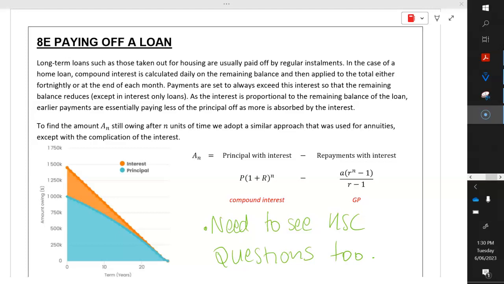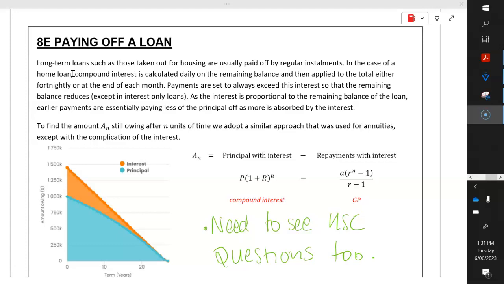Hi guys, so this video looks at 8E, paying off a loan. Now I'm not going to read through the writing here, you can pause the video and have a look through there yourself. But basically what we're going to do is look at what we did previously where we're adding interest to the loan, but what we're also going to do is pay the loan off in regular installments, just like we would in the real world.